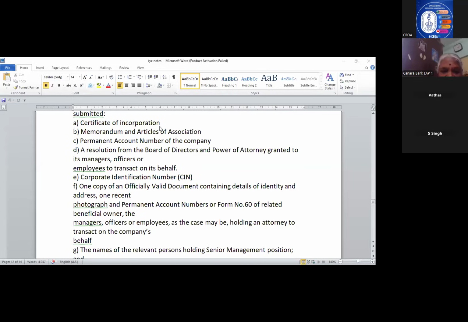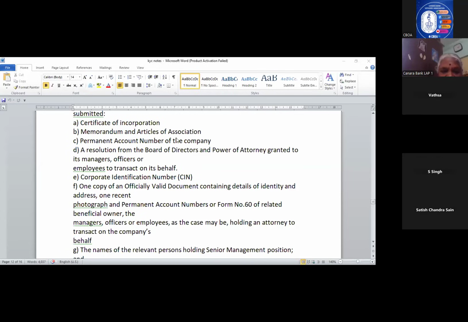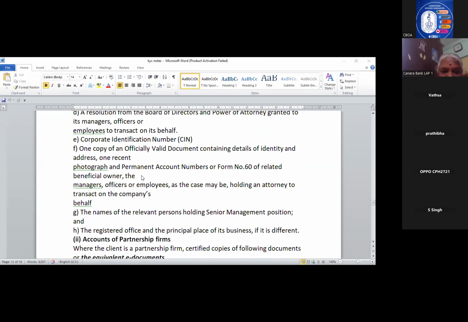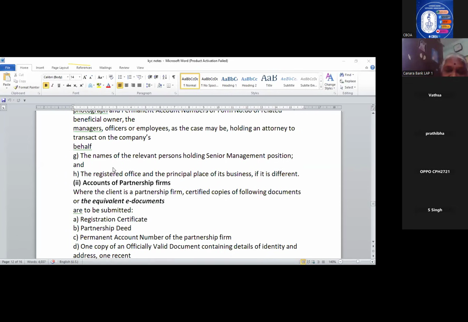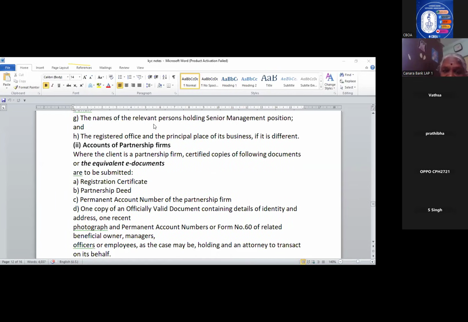Corporate. These are the documents: certificate of incorporation, memorandum and articles of association, PAN of the company, resolution from the board of directors, corporate identification number, one copy of an officially valid document, photograph and PAN numbers of the persons who are going to sign, and the names of the relevant persons holding senior management positions, registered office, and principal place of business. These are the documents which they have to submit.